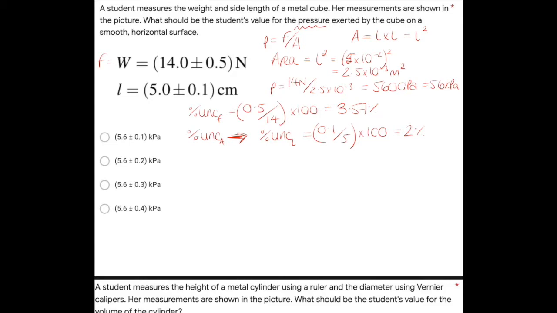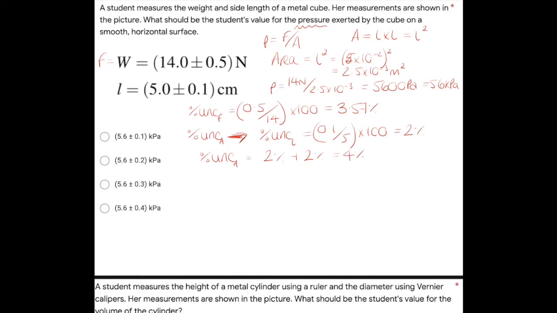As we've already said, the area is calculated by L squared. Because that is L times L, we have to sum the individual uncertainties associated with L. So the percentage uncertainty in A is simply equal to 2%, which was our percentage uncertainty in the first value of L, plus 2%, the percentage uncertainty in our second value of L. You don't multiply uncertainties. To work out area, we have two quantities, and therefore the total uncertainty is the sum of those two. So we now know that we've got 3.57% uncertainty in weight and a total of 4% uncertainty in our area. So the total percentage uncertainty in our pressure is going to be 7.57%.